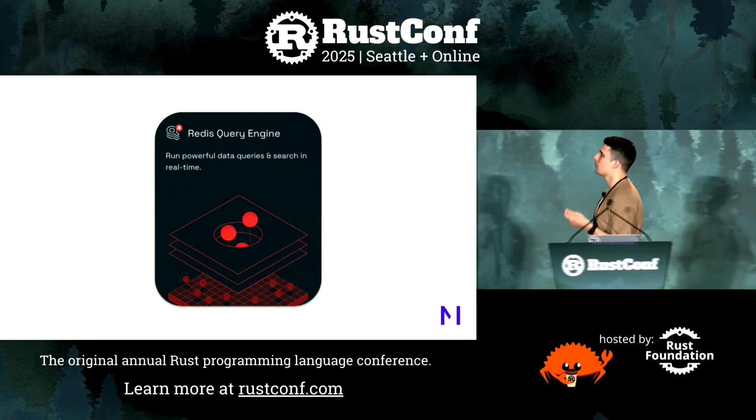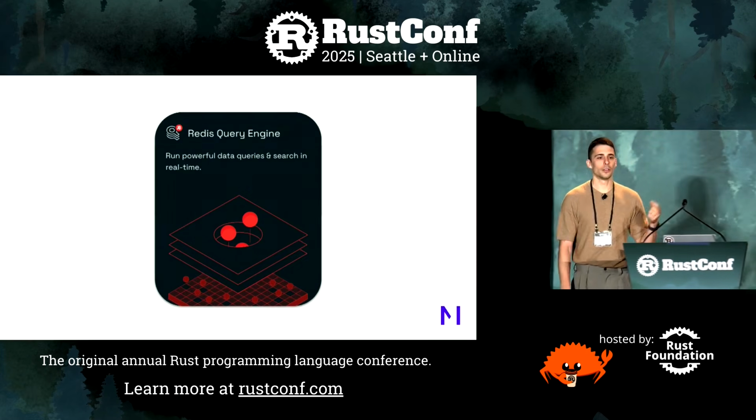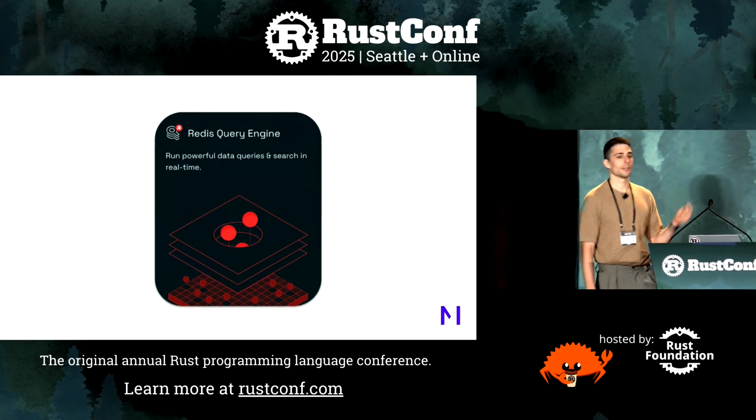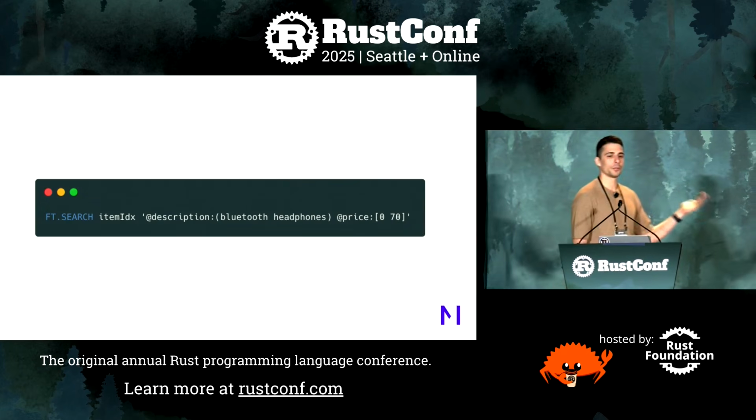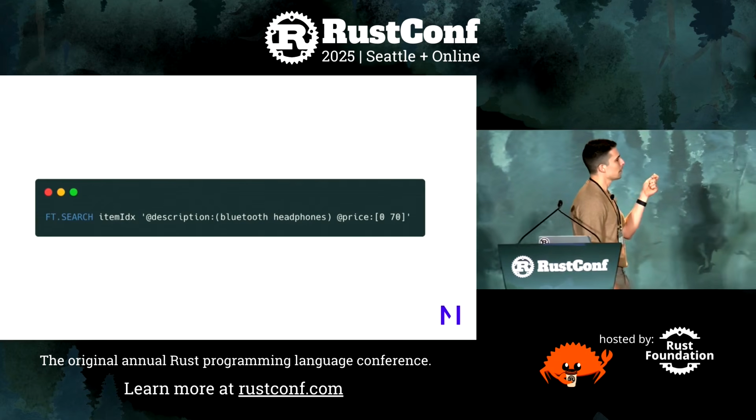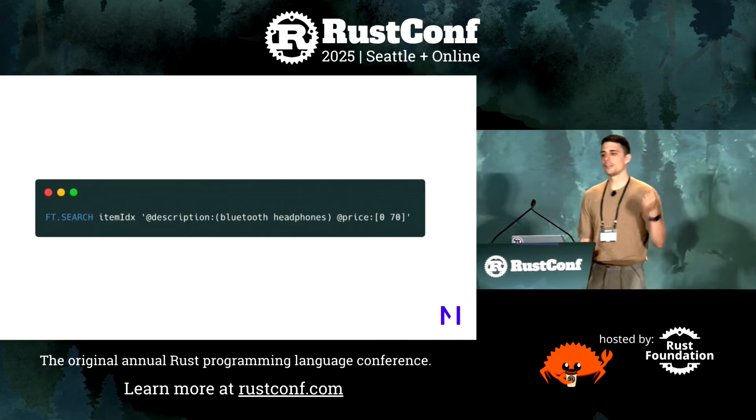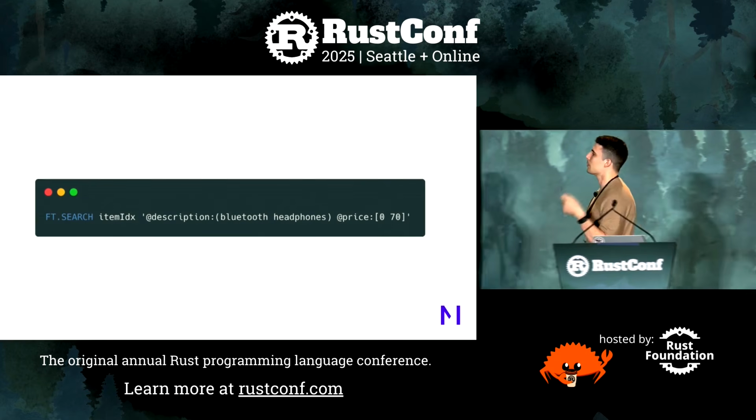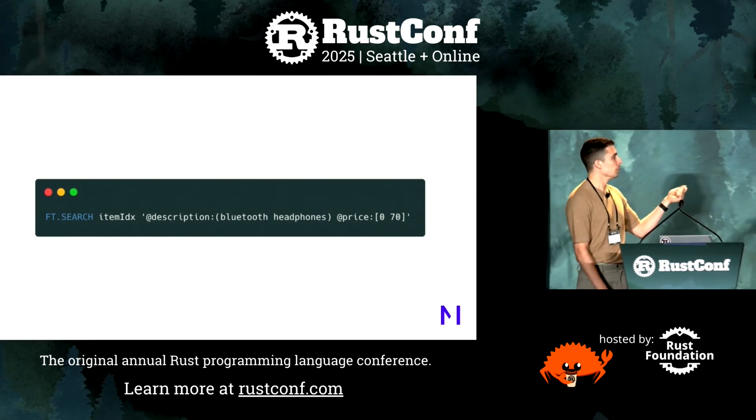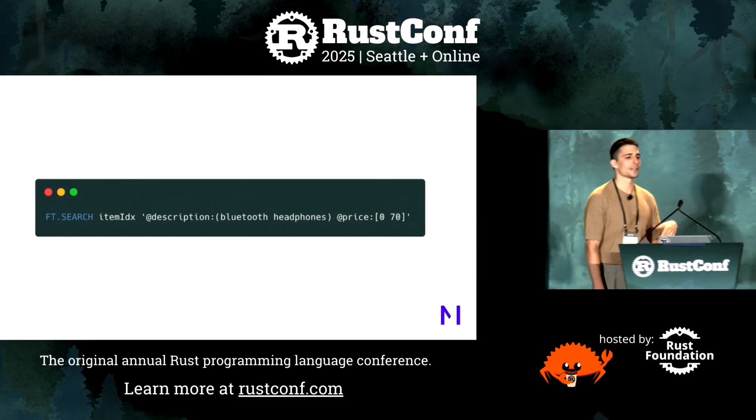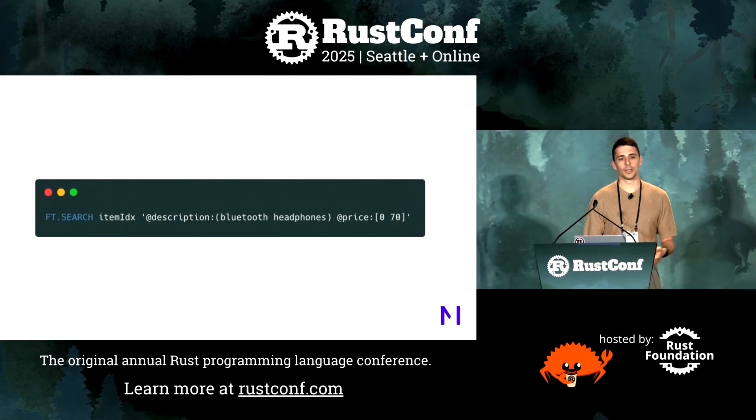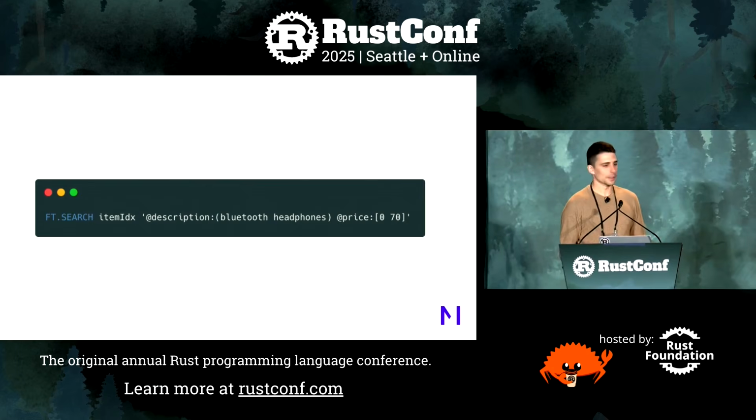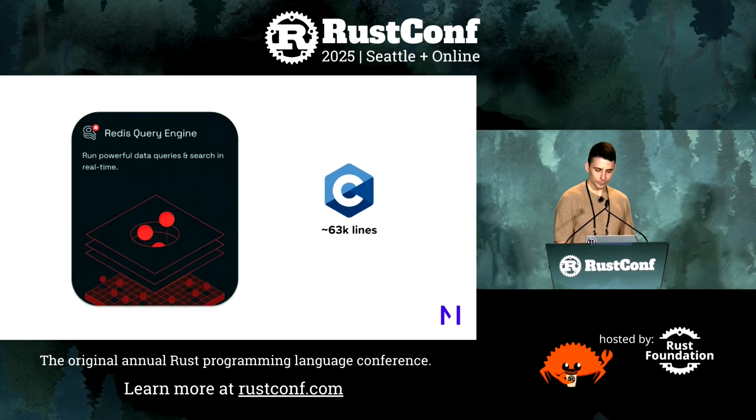Redis Query Engine allows you to define indexes over the key-value data that you store inside Redis. And you can then use those indexes to perform pretty powerful queries. For example, here, using FT.SEARCH, we're looking for all the identifiers of the items whose descriptions contain either Bluetooth or headphones, and whose price is in the 0 to 70 bracket. The kind of queries you might find yourself running on a SQL database or a NoSQL instance. Pretty powerful, pretty neat stuff.